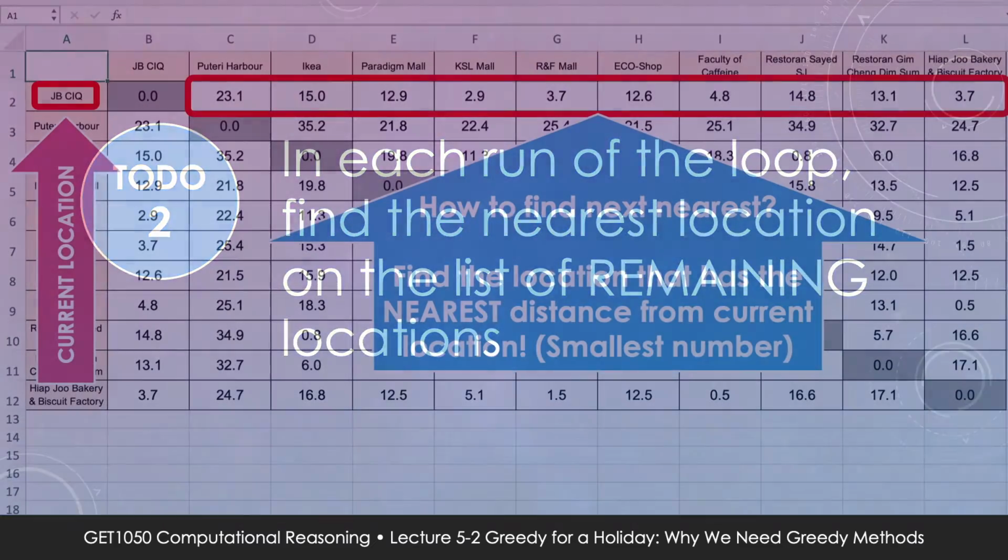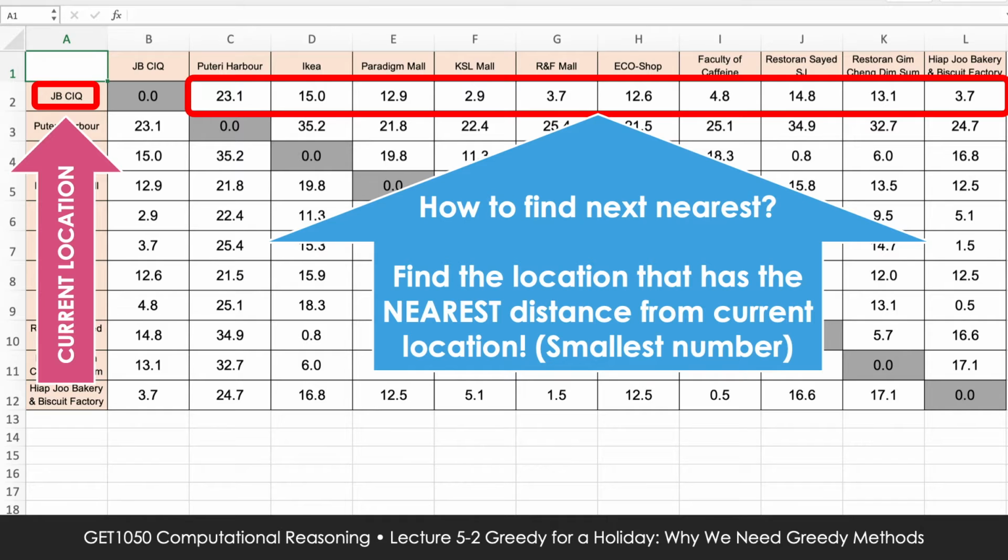Well, we need to look at our list of locations and refer to the distances of those locations from our current location. And here's the key, right? What makes our method greedy is to always pick the location nearest to us. Or in other words, to pick the location that has the smallest distance value.